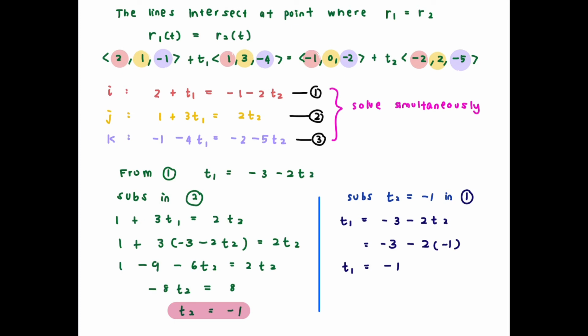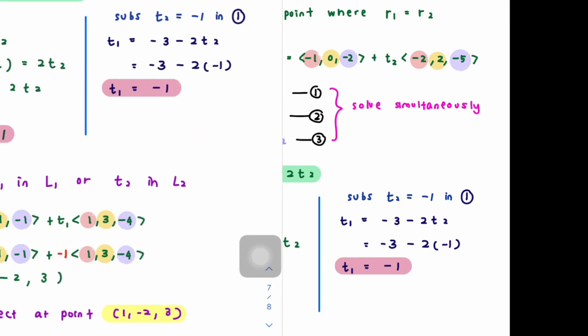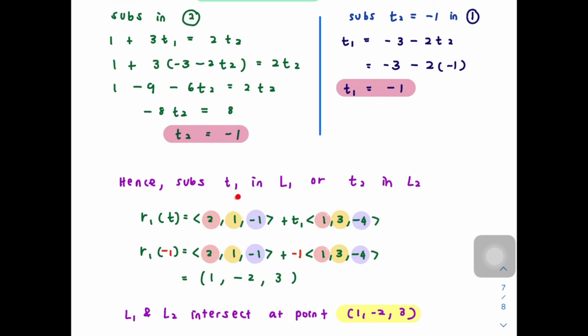Then let's substitute T2 equal to negative 1 inside this equation here. So you'll have T1 equal to negative 3 minus 2 T2. So let's substitute negative 1 here. Therefore, you'll find T1 is equal to negative 1. Hence, let's substitute T1 in L1, or we can also substitute T2 in L2. So here, I'll show you where I have substituted T1 is equal to negative 1 inside line 1.